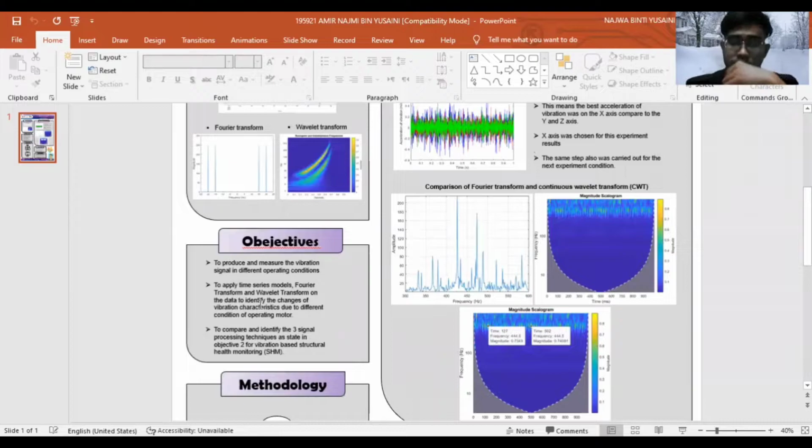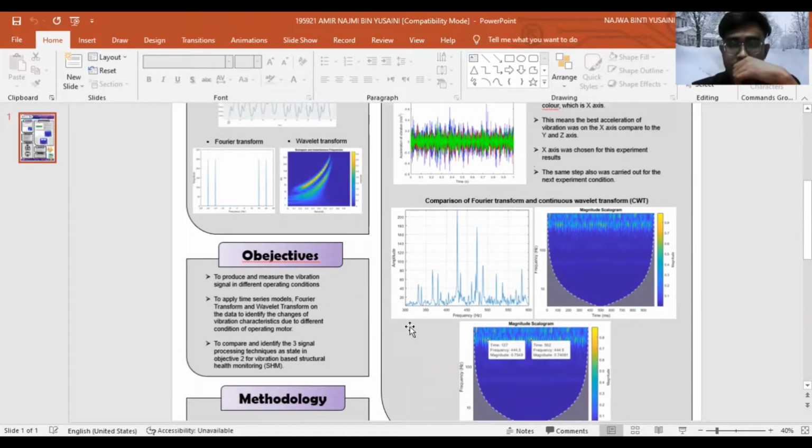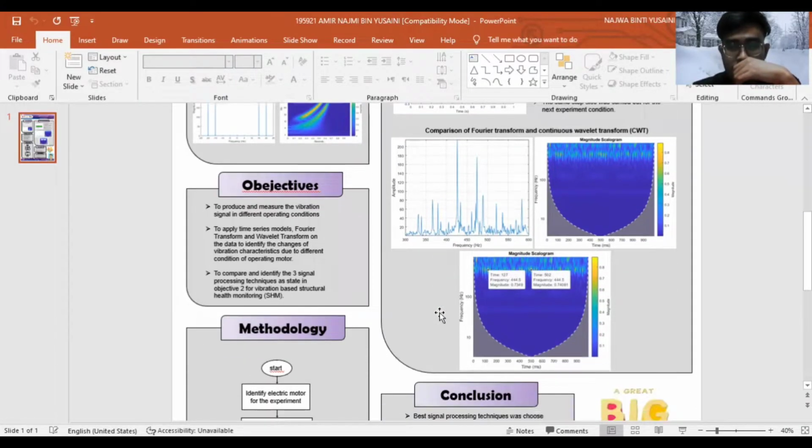Here the first objective is to produce and measure the vibration signal in different operating conditions. Second, to apply the time series model, Fourier transform and wavelet transform on the data to identify the change of vibration characteristics due to different operating conditions of the motor. And the third one is to compare and identify the best signal processing technique as stated in objective 2.